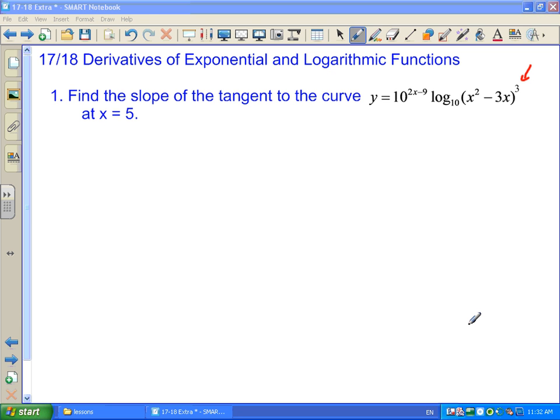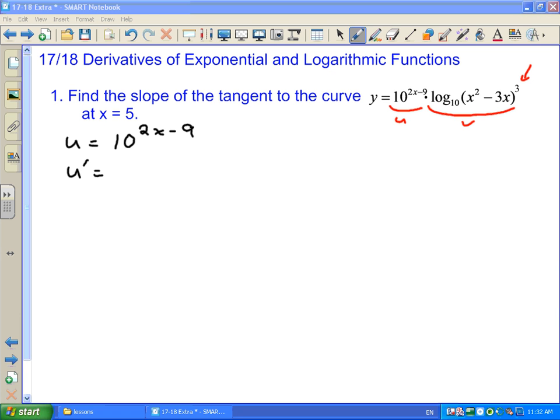Because what we can see here is we've got our exponential function, 10 to the 2x minus 9, multiplied by our logarithmic function. So we're going to have to use the product rule. So we'll call this our function u. We'll call this our function v, and then we will figure out what our derivatives are. So if u is 10 to the 2x minus 9, how do we find the derivative of that function?